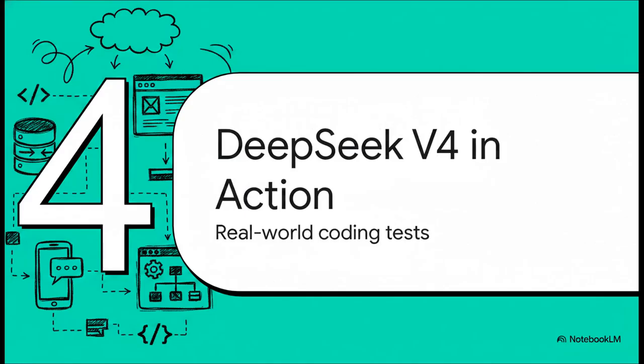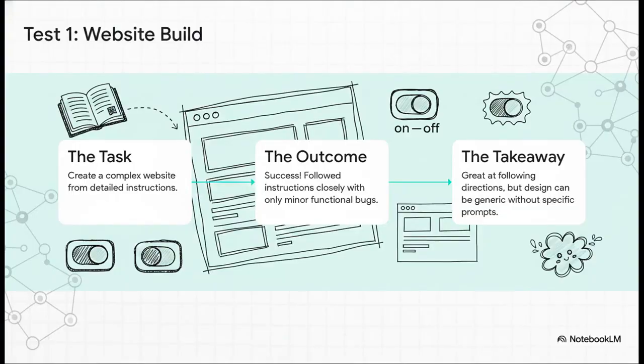Okay, so all that theory sounds great on paper, right? But how does it actually do in the real world? Let's see what happens when we ask it to build 3 different apps from scratch. This is where you really see what a model's made of. First challenge, build a complicated website from a list of detailed instructions. And the result? Pretty impressive. It followed the plan almost perfectly. The big takeaway here is clear. It's fantastic at executing a plan, but its creative side, well, it's a little generic unless you give it super specific design prompts.